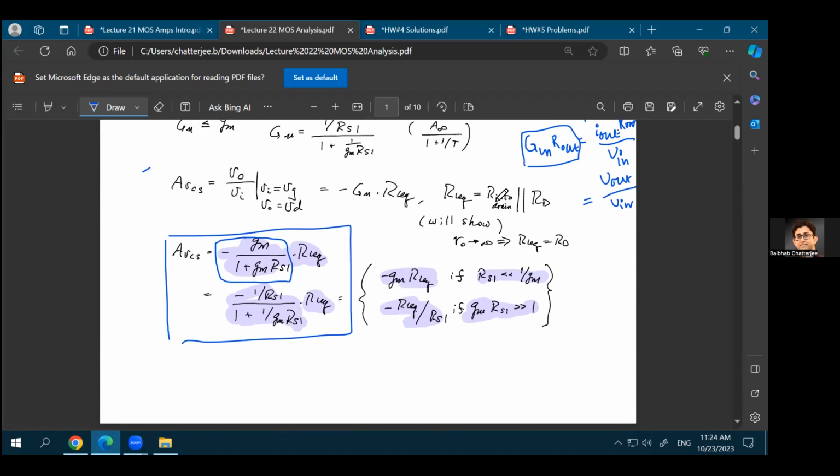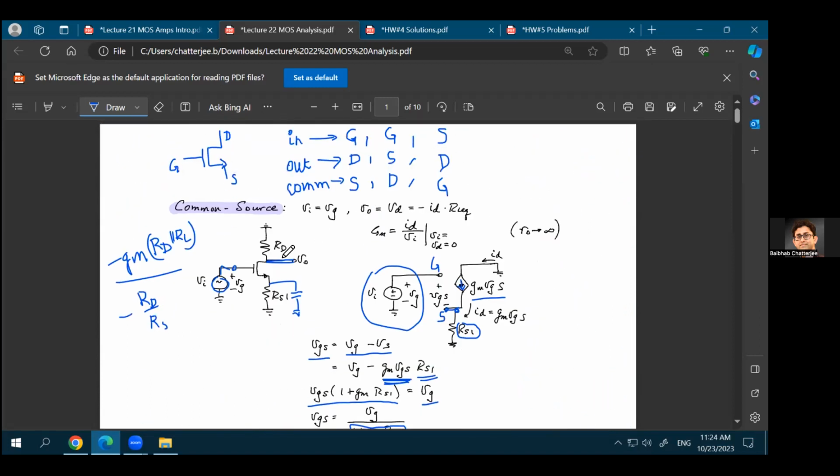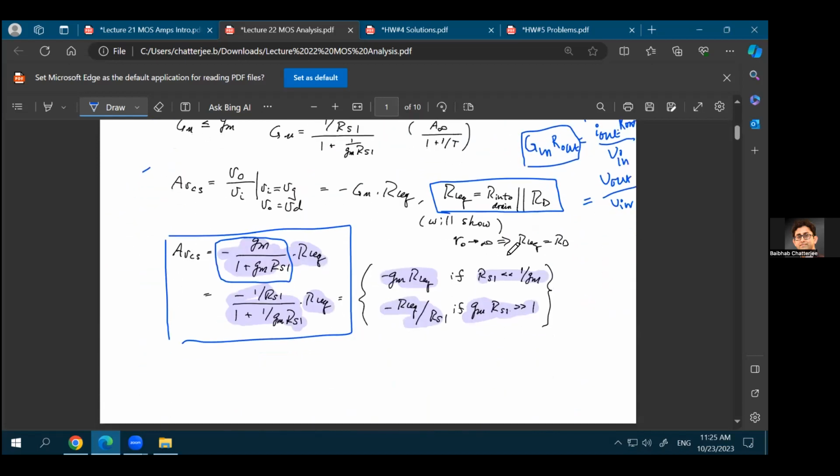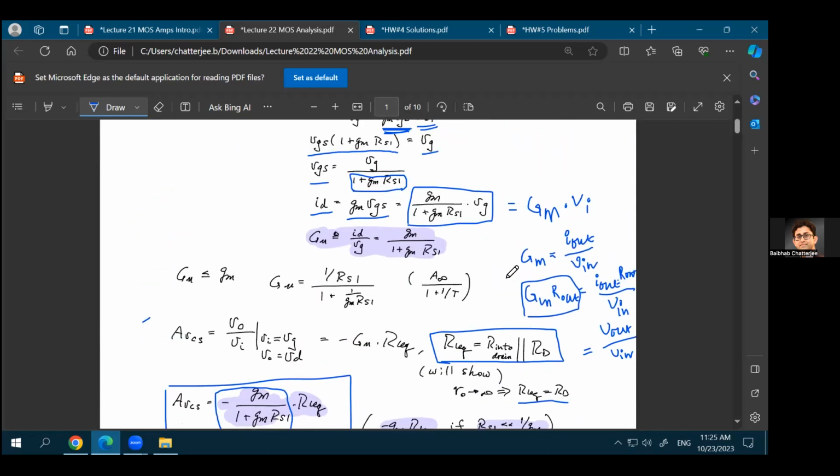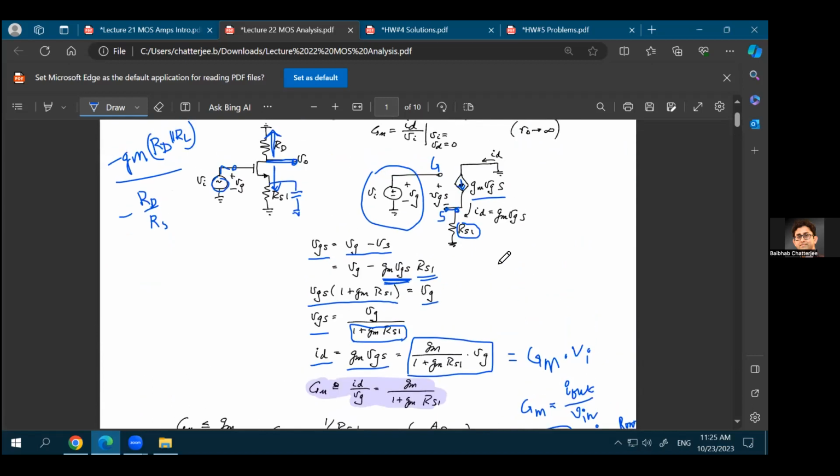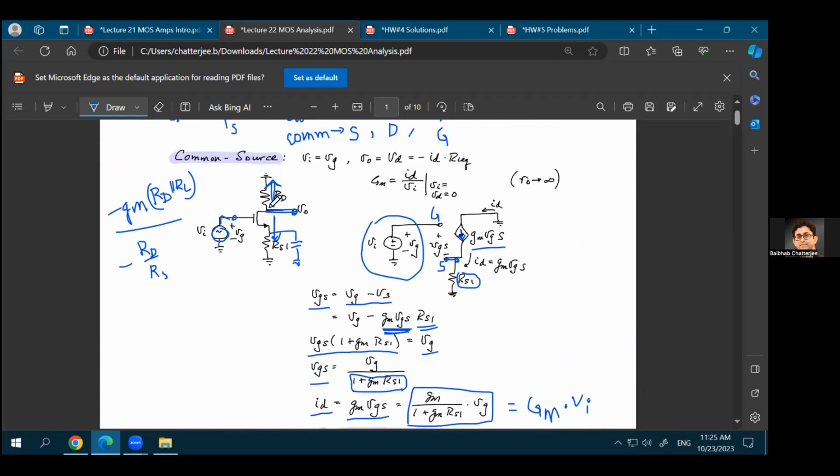That RL equivalent is equal to RD, that is the resistance that you see looking in this direction, in parallel with whatever resistance you see in this direction. Right? So you see some resistance looking into this direction, and you also see some resistance looking into this direction from the output side. And the parallel combination of those two resistances will be equal to your equivalent resistance at the output. That's the same as whenever you try to find out equivalent resistance at any terminal: from that terminal, you find the resistance looking into ground in all possible directions and take the parallel combination of that.